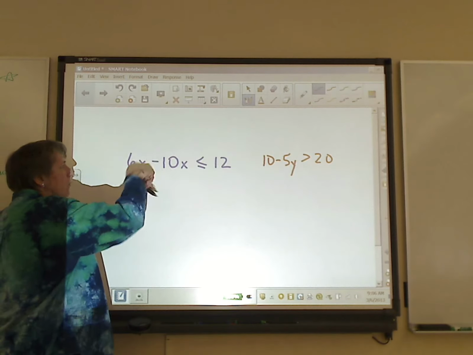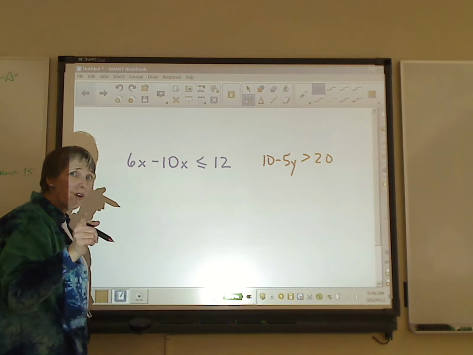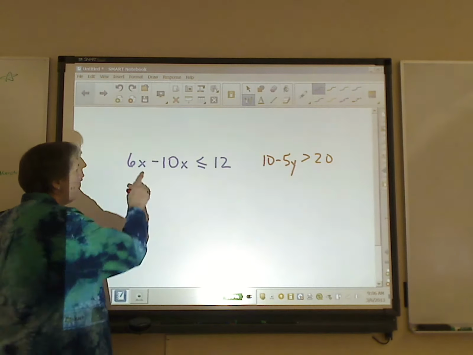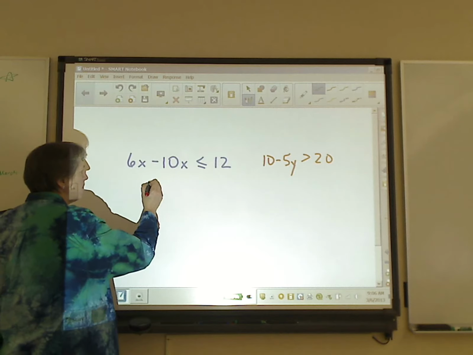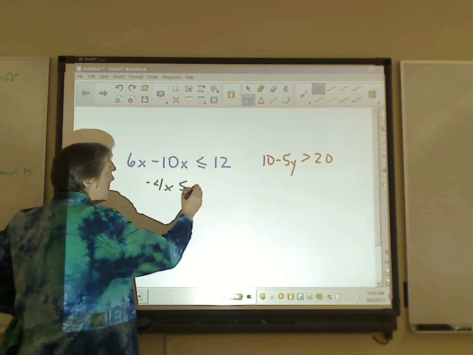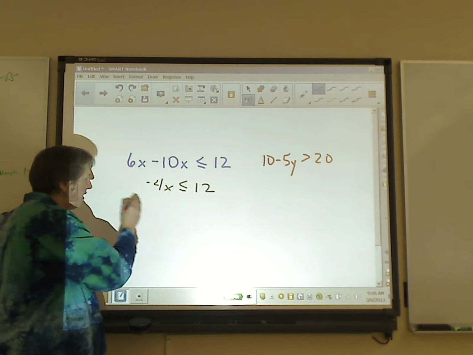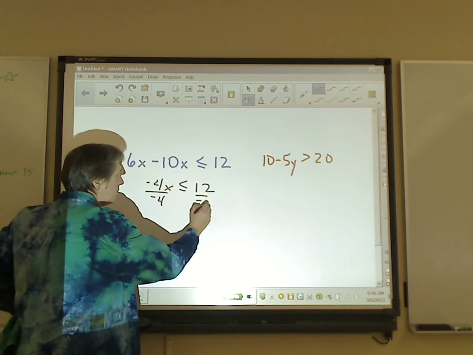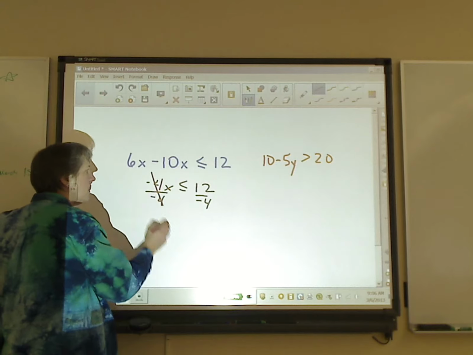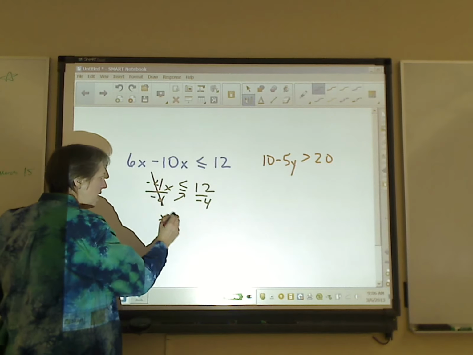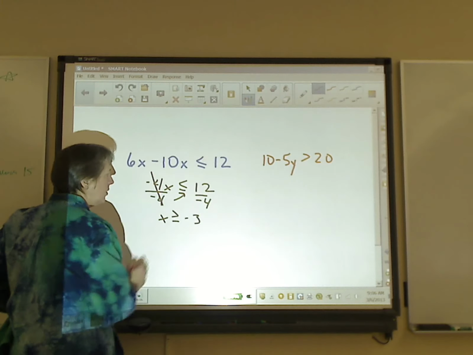So here we have to combine like terms first. We simplify the inequality on each side before we go on. So 6x minus 10x is negative 4x, less than or equal to 12. This is a negative coefficient, so I'm going to divide both sides by negative 4. When I do that, I'm transferring the negative and flipping the sign, so it becomes x is greater than or equal to negative 3.